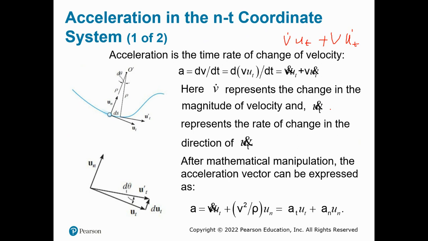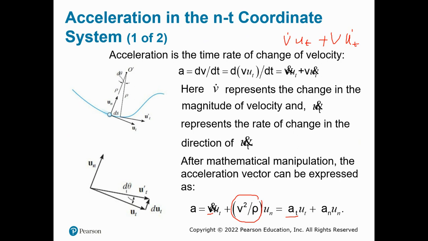And then mathematically, after we break them down, the acceleration vector can be expressed in two parts: the tangent part of the acceleration and the normal part of the acceleration. The tangent part will be along the ut direction, and the normal part will be along the un direction. Now keep in mind that an, along the normal direction, which is perpendicular to the curve of travel, has magnitude v squared over rho, v squared divided by the radius. And along the tangent direction, it is just the magnitude change, so it will be the derivative of the velocity.